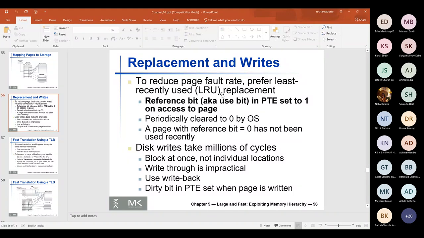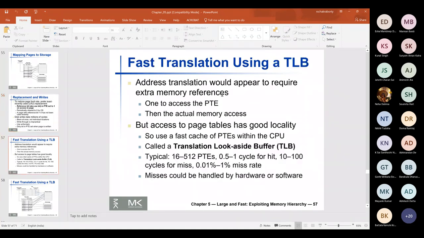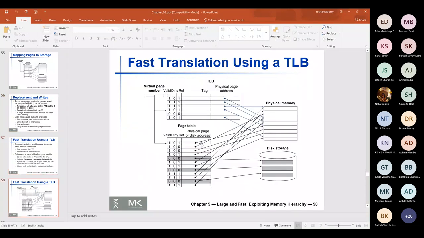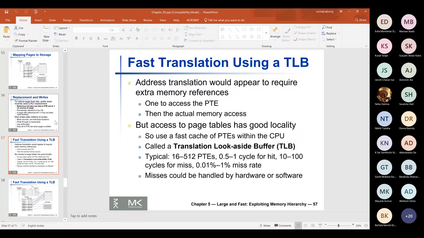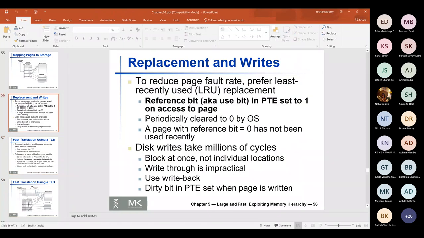In a page table entry, other than the valid bit, you add another bit. You call it a reference bit. Whenever the page table entry corresponding to that is accessed, you set it to 1. So what does this mean? It means that now there is also a reference bit added in the page table. If you look at the page table diagram, some of them are 1, some of them are 0. The ones are the ones which have been touched recently. But periodically these bits are cleared to 0 by the operating system. All of them are cleared.